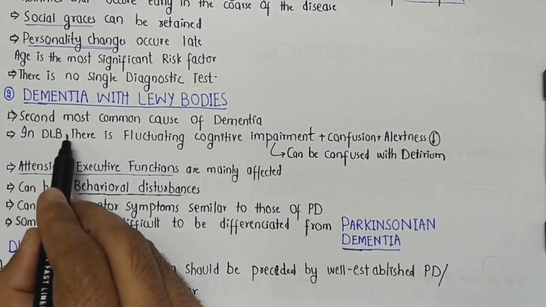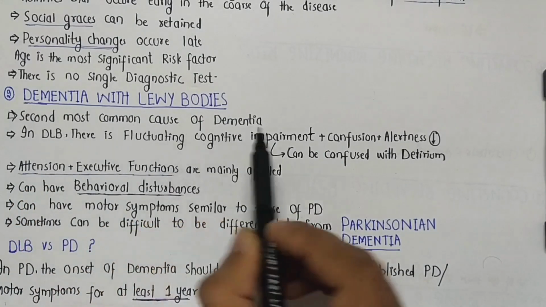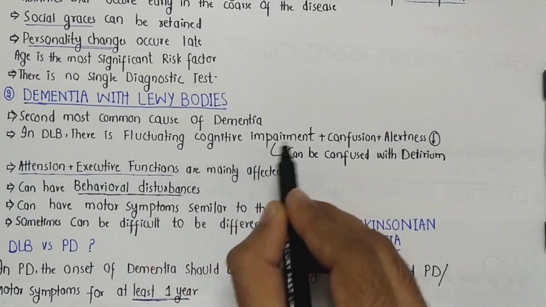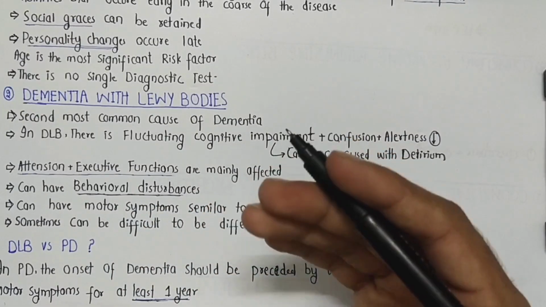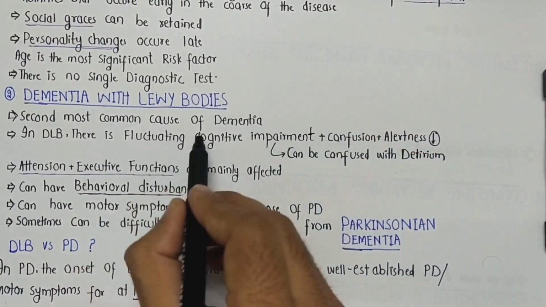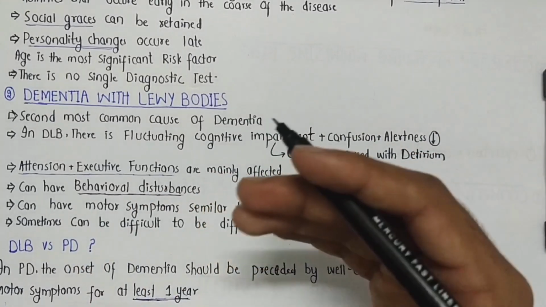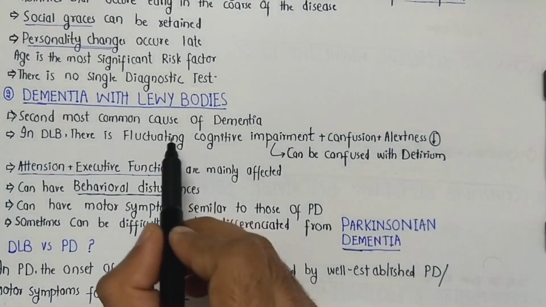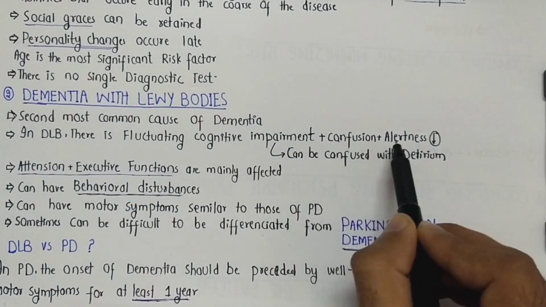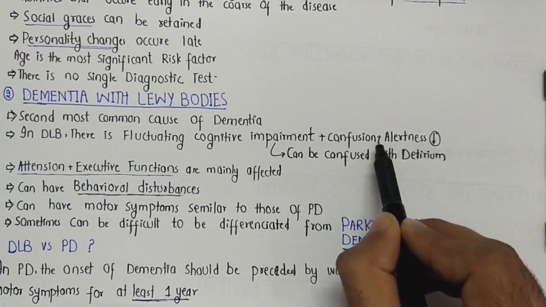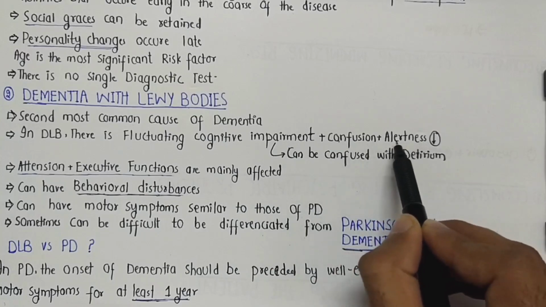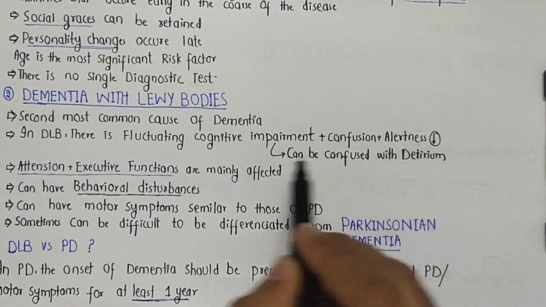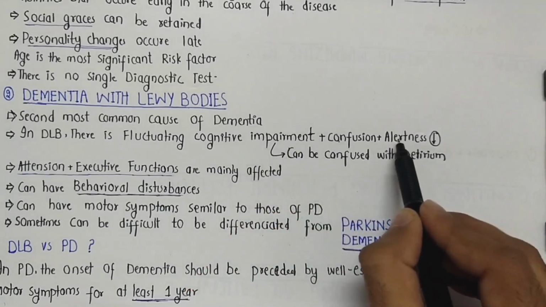In dementia with Lewy bodies, there is fluctuating cognitive impairment plus confusion and decreased alertness. Fluctuating cognitive impairment means sometimes the symptoms get better and then the symptoms worsen, and the disease progresses. Because of the change in sensorium, it may be confused with delirium, because in delirium there is also cognitive impairment and a change in sensorium, like alertness.